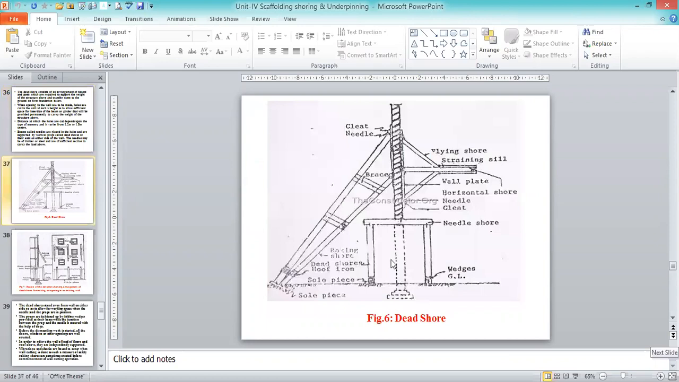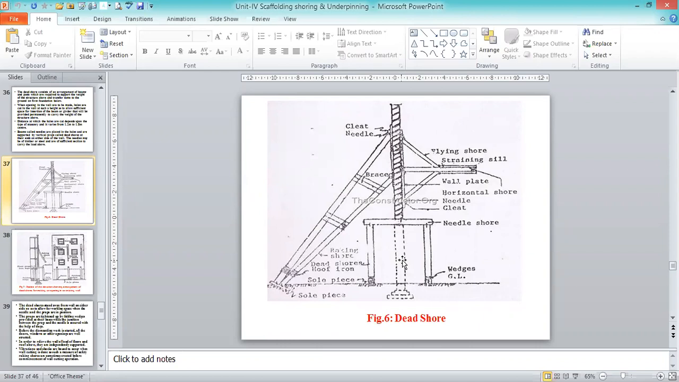This is dead shoring. This is your main wall. From below, the dotted line shows that we are going to remove that portion and a new foundation will be inserted, or something new constructed. And these two vertical supports are called dead shores. You can see the dead shores; this vertical member is called a dead shore. This dotted line is giving us that.